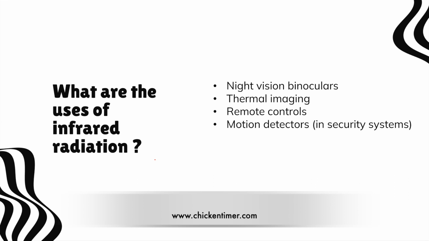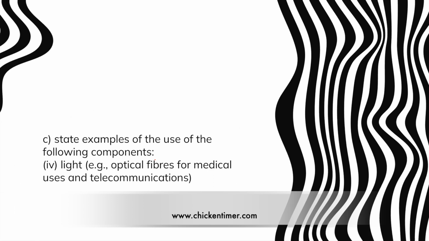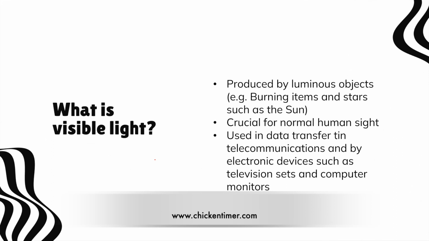Then the third one is remote control. The last one is motion detectors, security systems. Then visible light is for your internet, optical fiber. The sun is visible light. And UV, the sun produces UV too. So visible light is produced by luminous objects.